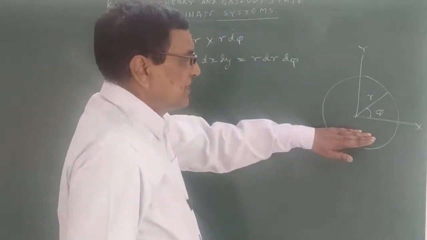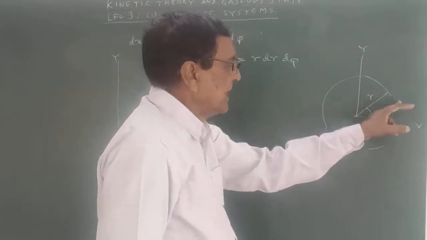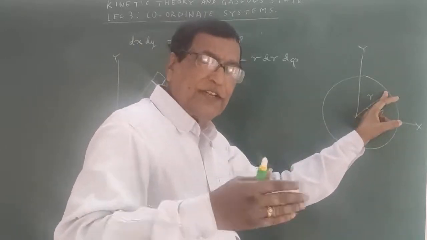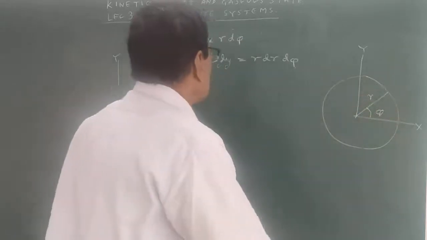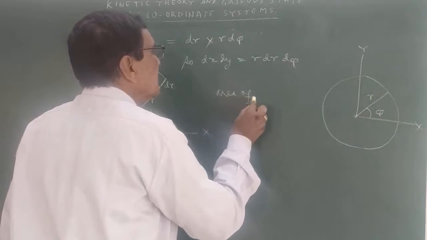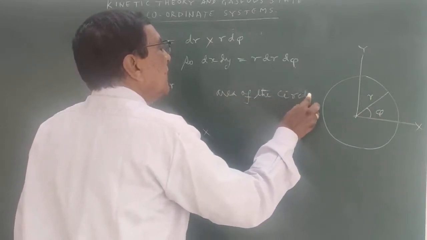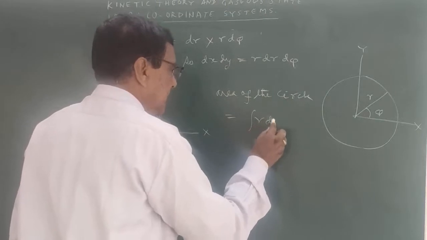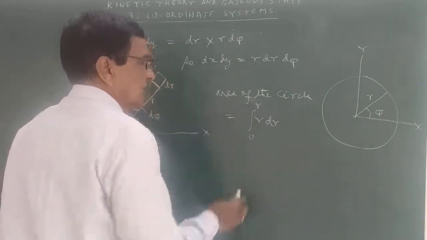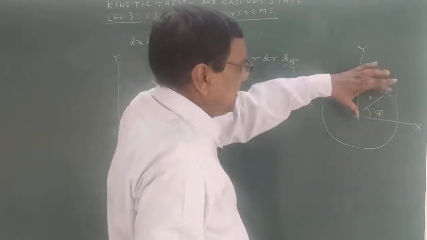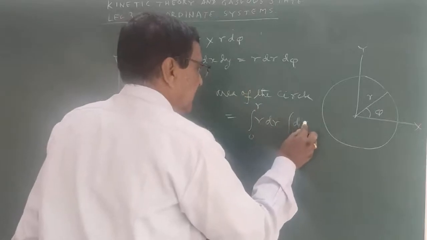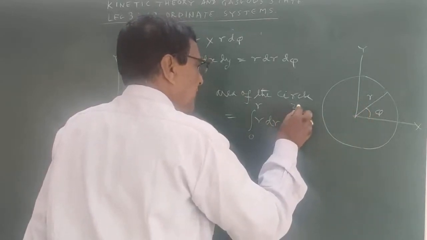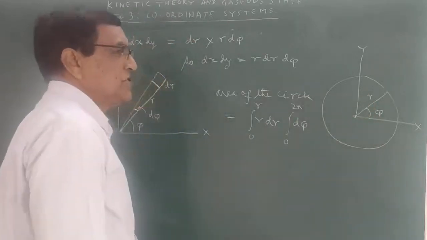Whenever you consider this area, the radial distance starts from here and goes to this position, and then it is rotated by a 2 pi angle. So you can calculate the area of the circle. The formula for the area of the circle is the integral of r dr, with limit 0 to r, where r is the radius of this circle, and d phi, with phi limit from 0 to 2 pi, that is 360 degrees.